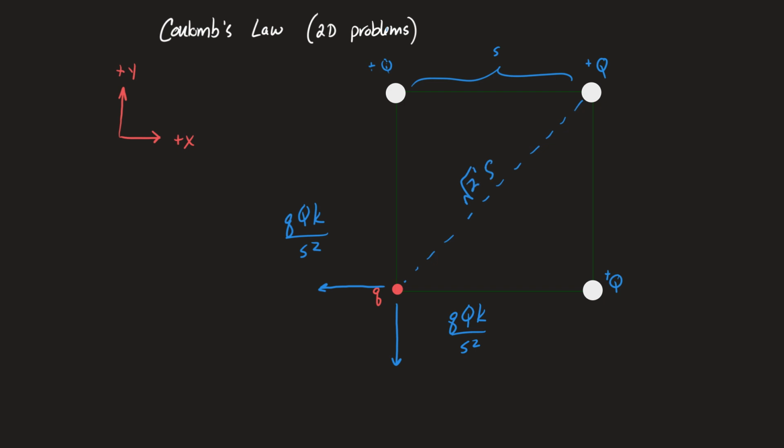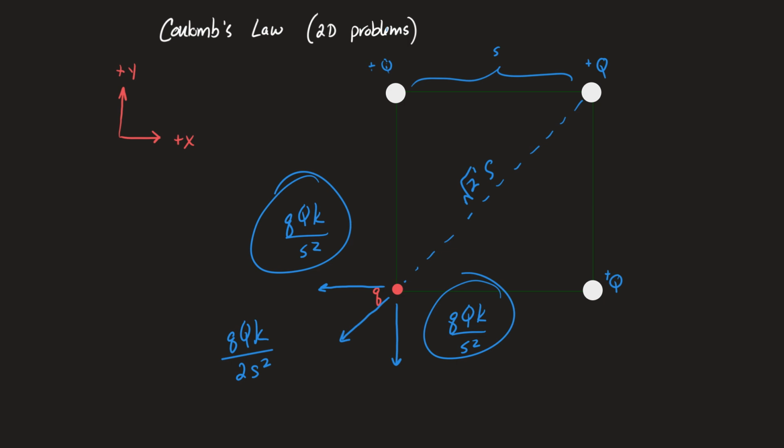And that means this force, which is probably less than the others, is QqK over 2S squared. Are we good? All right. We can't just add these three up, right? Because this force and this force are not pointed in the same direction.